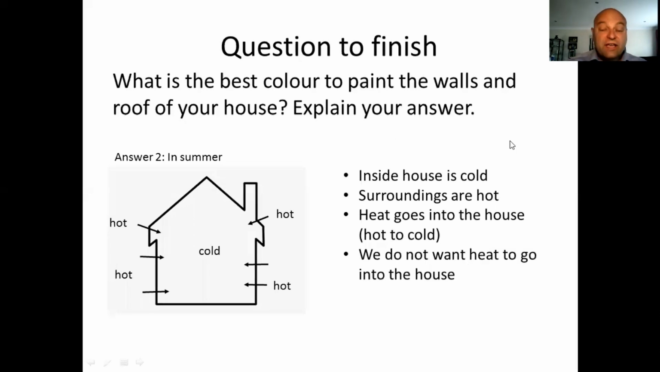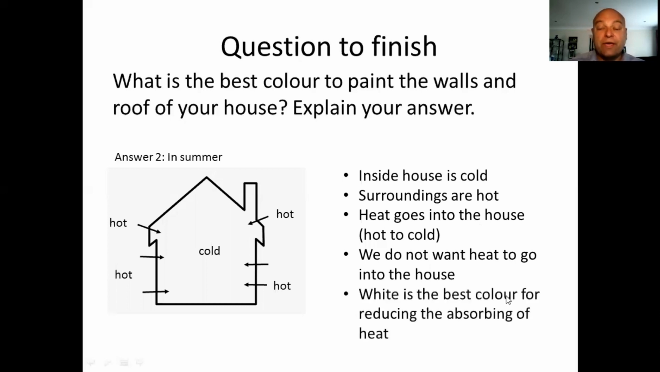Now, we don't want heat to go into the house. We don't like it really hot inside. We want it a little bit cooler, especially if we're trying to sleep or chill out watching telly or something. We don't want heat to go in, and the best colour for stopping heat going in is white. So the best colour to paint the walls and roof of your house is white, whether you do it in summer or winter. For slightly different reasons, of course, but the same colour applies.